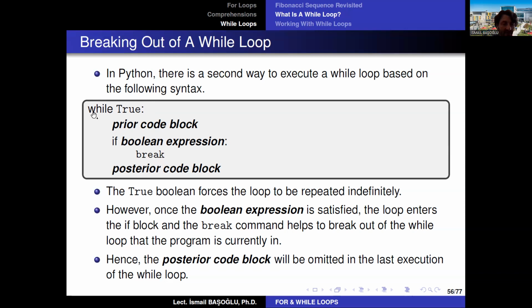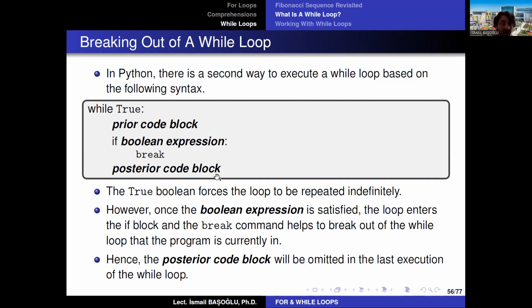So after the true statement here, after the colon, I write my indented code block. I write a prior code block, which will be executed at every repetition of the while loop. Then I write an if statement with a Boolean expression. If this Boolean expression is true, if it is satisfied, then we write an indented break keyword here. It will break us out of the while loop. But if it is not satisfied, the loop will also perform the posterior code block.